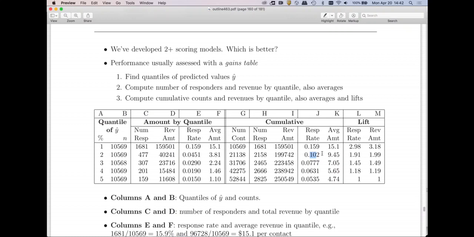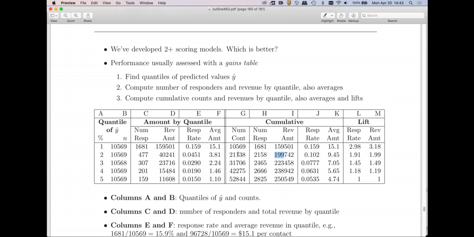We could also do this to revenue. So in the first quintile, we make about 160,000. Next one, we make about 40,000. The sum of those two's just under 200,000. So that's the total amount that I make if I were to contact the first two quintiles.